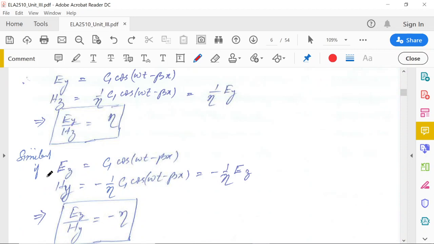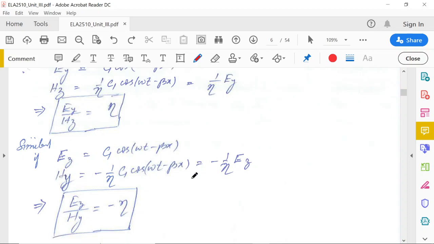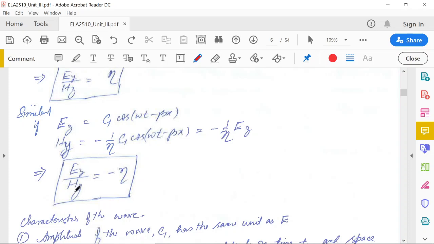Similarly, in the special case where the electric field is only in the z direction, we have Hy, and the ratio Ez over Hy equals minus eta. If you want to find the magnitude, you can just use this formula, and the direction you can find with the conventions: if Ez is in the z direction, then what will be the direction of y.